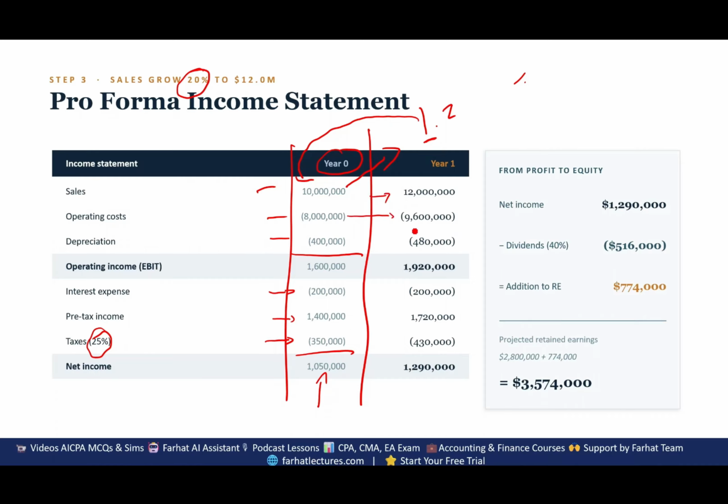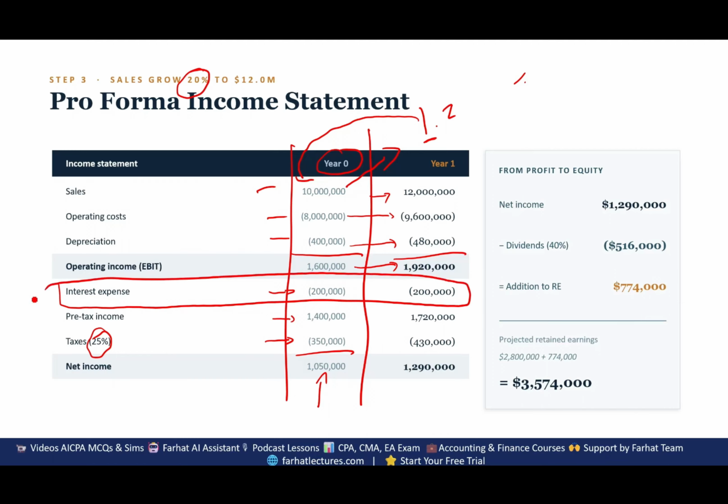The projected operating cost is 9.6 million. The projected depreciation, 480,000. Operating income is a computation, 1,920,000. We are going to assume interest expense is the same, and this is important. This is an assumption that's going to come back, and we have to clarify it later, but I want you to make a mental note of it. Pre-tax income is operating income minus interest expense, taxes of 25%, leaving net income of 1,290,000.